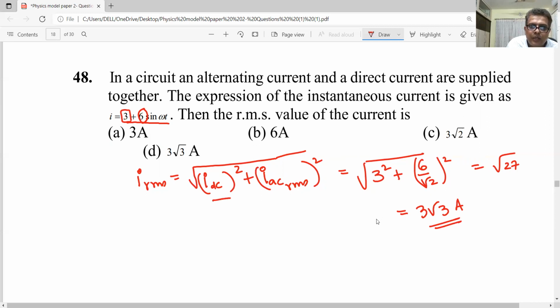But are you clear about this one? I_DC plus I_AC RMS square. So don't write only 6, you must write 6 by root 2. You should get the answer.